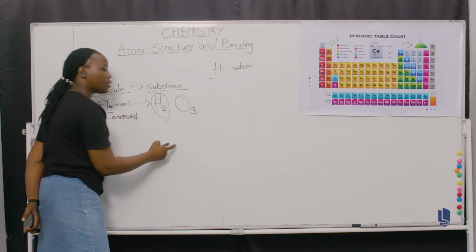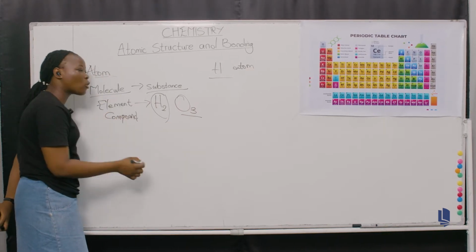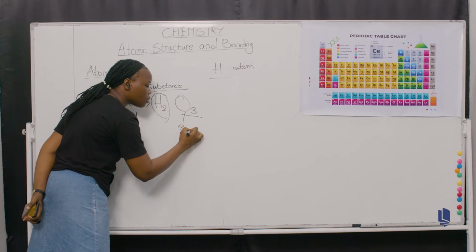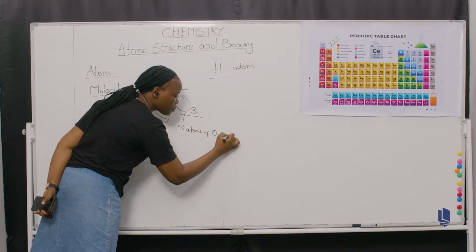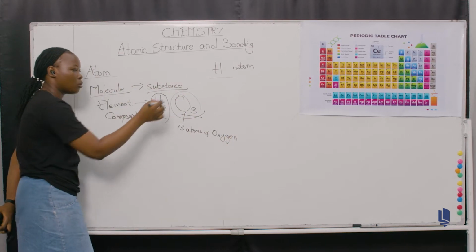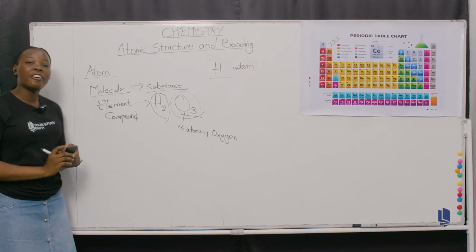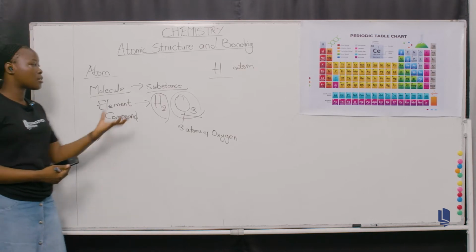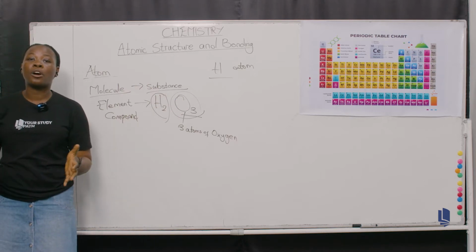O3, this is ozone. This is a molecule of ozone, and it contains 3 atoms of oxygen. It contains 3 atoms of oxygen, but it is a molecule of ozone. And so a molecule is generally the smallest part of a substance that can exist on its own and still take part in a chemical reaction.